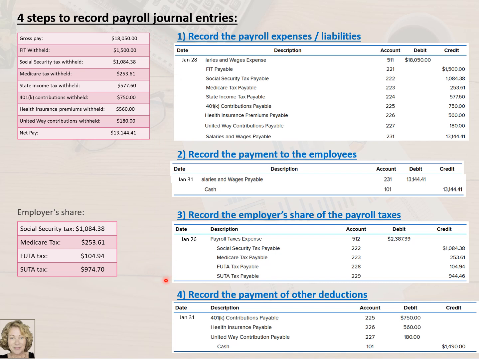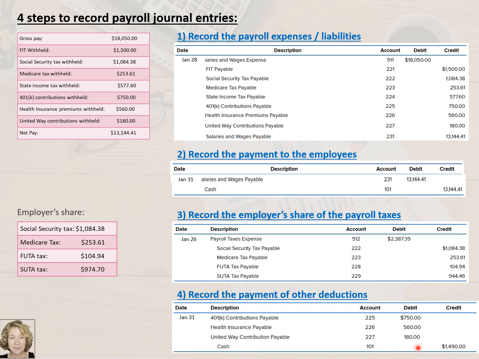So in addition to the first three entries, the employer is responsible for remitting all voluntary deductions such as 401k, health insurance, and contributions. So for our example, that means that we debit the 401k for $750, health insurance premiums payable for $516, United Way contributions payable for $180, and then credit the cash account for the total amount of $1,490.